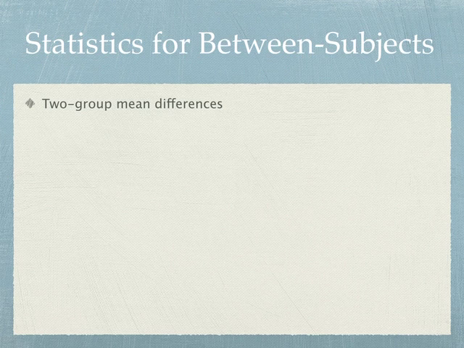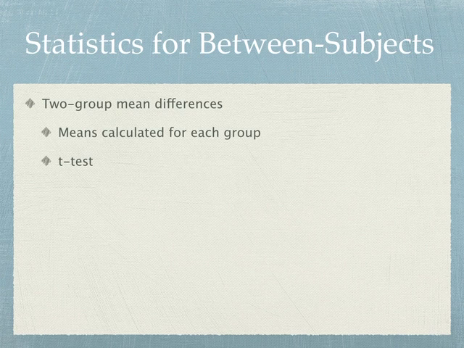What we typically do is we look at the two groups' mean differences. We look at group A versus group B, and we look at their means. Are they different? Are they different enough? That's how we typically do this. So we'll calculate a mean for each group, and the easiest way to do this then is a t-test. And again, we'll get into this in the subsequent chapters.